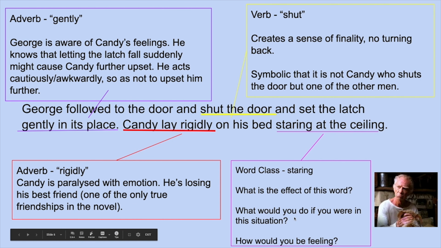Then think, try to get into his shoes. What would you do if you were in this situation? And then finally, how would you be feeling? Imagine if someone had taken your beloved pet and told you that they're going to go and shoot it because it's a bit old and they feel that that's the best thing to be done for the creature, even if it's not what you want.